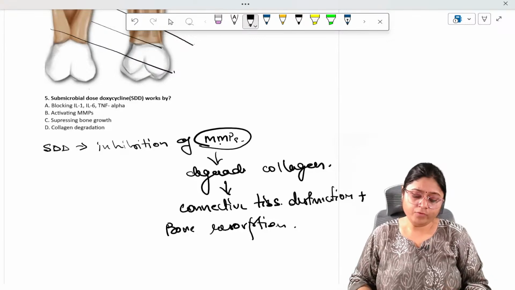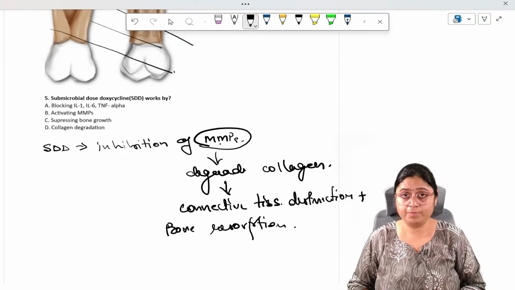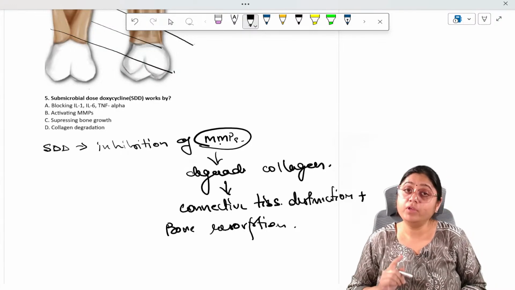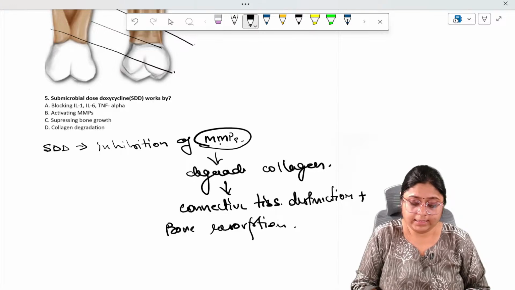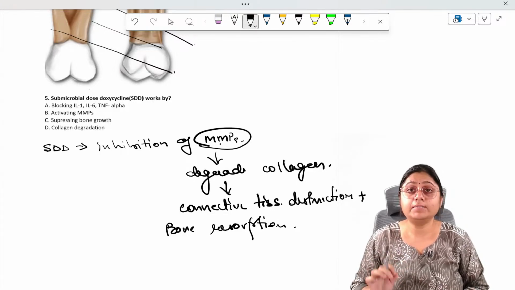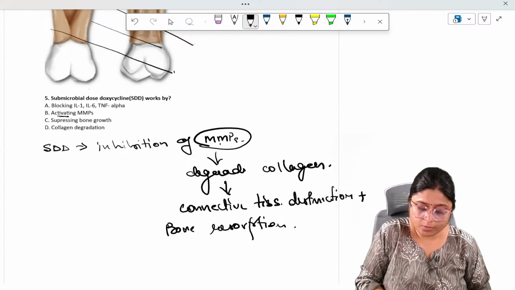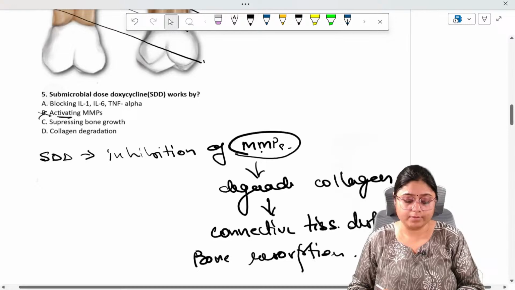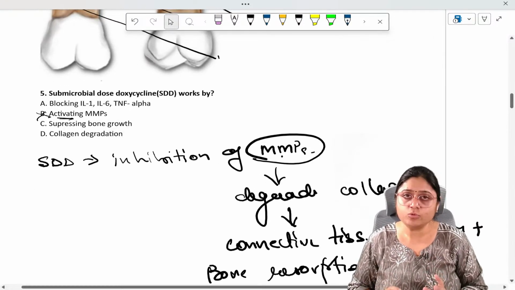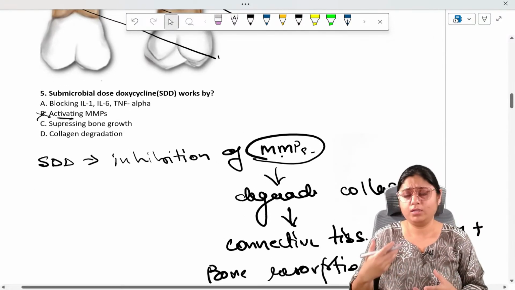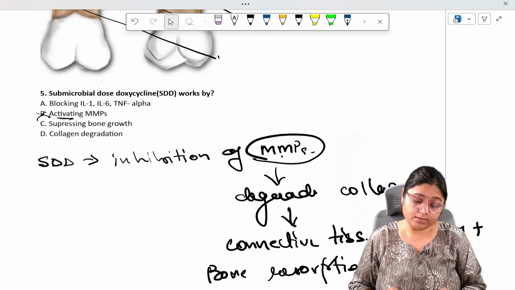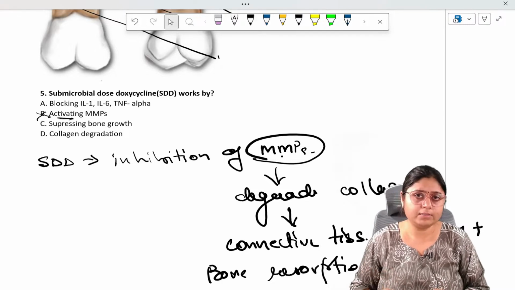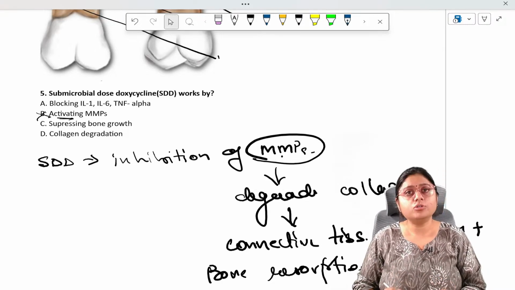Now here they have not given inhibition of MMPs, but they have given activating MMPs, and we know that SDD does not activate MMPs. It inhibits the MMPs. So this will not be the answer to our question. This is direct, we already know this. Now the third is suppressing bone growth. This is a slightly difficult option. We'll see it afterwards. The fourth option is degradation of collagen.